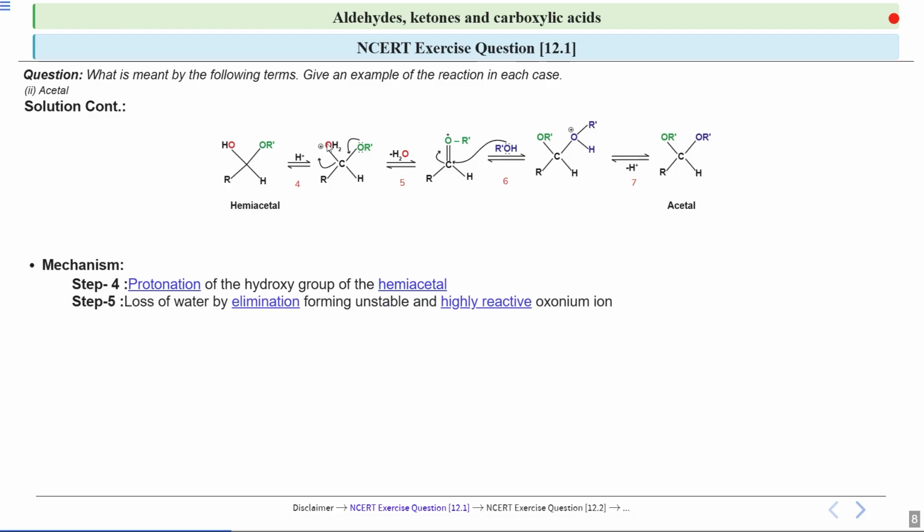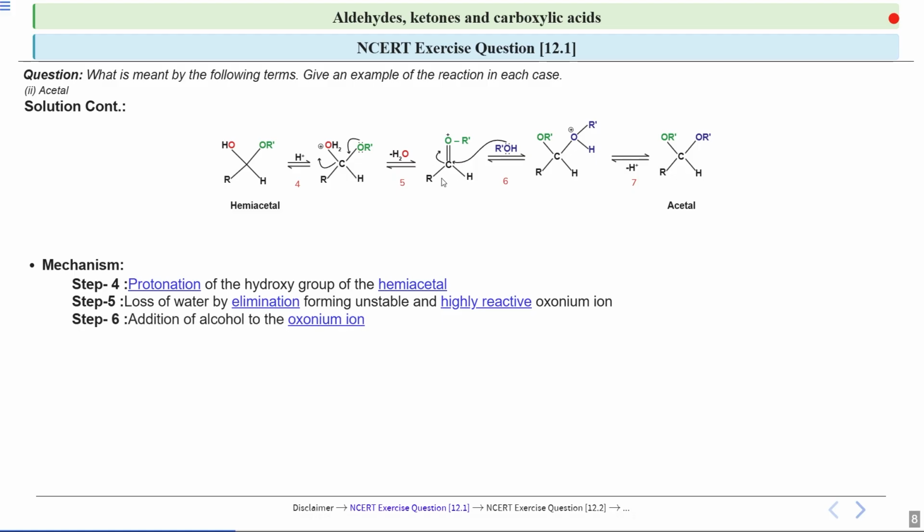Now in step 5, this involves the elimination of water from the molecule. When the protonated hydroxy group leaves as water, it creates an unstable and highly reactive oxonium ion. So as you see, this gets protonated and leaves as a water molecule, and finally you get an oxonium ion which is highly reactive and unstable.